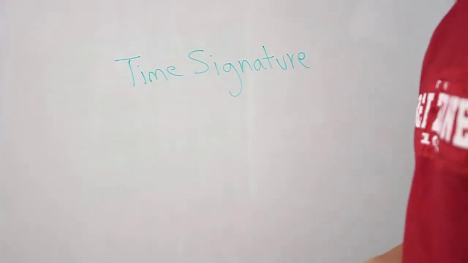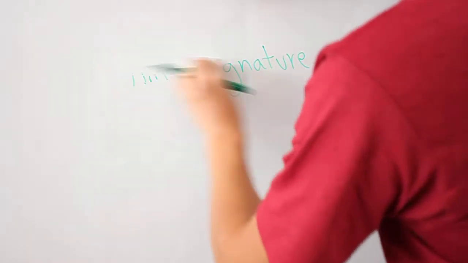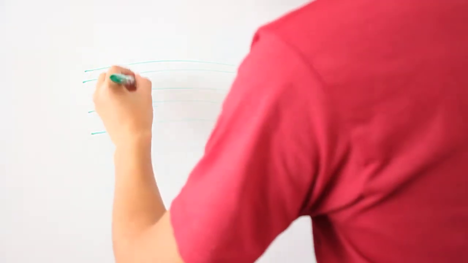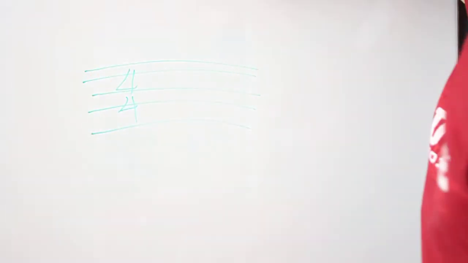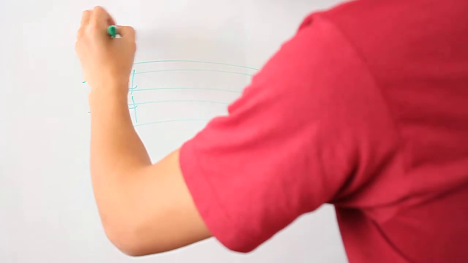At the very beginning of the staff on any musical sheet, you'll probably see a couple of things. One you'll probably see is a time signature, which is two numbers right on top of each other. So what do these mean?